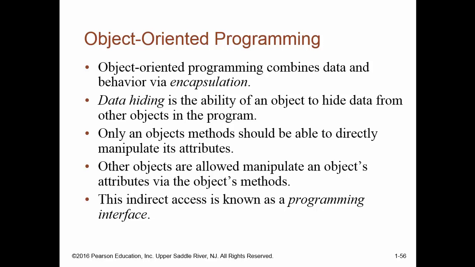A couple of definitions and terms in here. Object-oriented programming combines data and behavior via encapsulation. So you don't really, as a user, have to be even that aware that the data and the behavior are put together in a unit. You just have to be able to use them correctly. And really what encapsulation involves is this next term here, that's data hiding. It's the ability of an object to hide data from other objects in the program. All right? Only an object's methods should be able to directly manipulate its attributes. What the heck does that mean? That means, in a nutshell, and what I'm telling you now is a gross overstatement, and it's not always true, but it's mostly true. What object-oriented programming is about is it's using public methods to manipulate private data. And that's what they're talking about. All right?